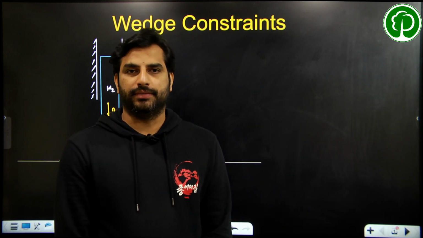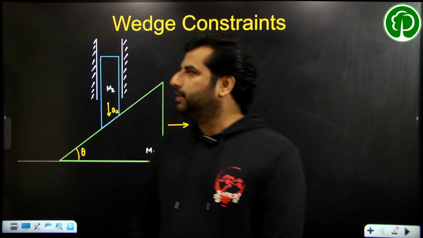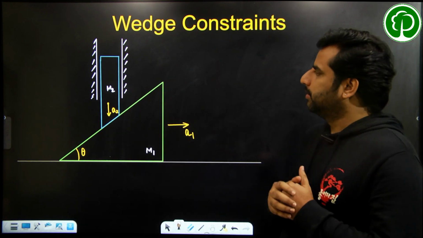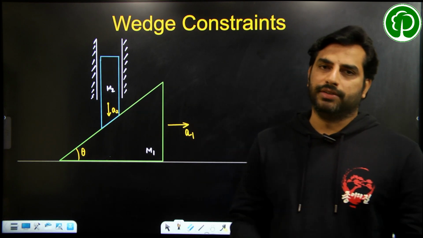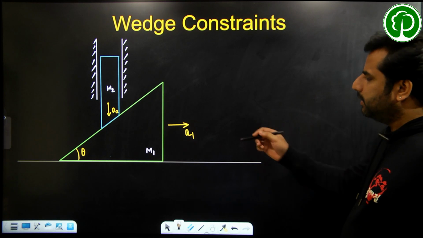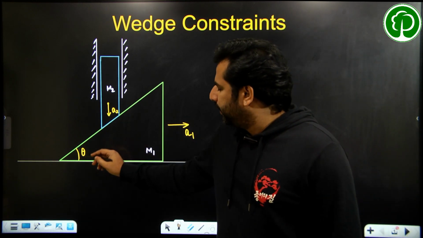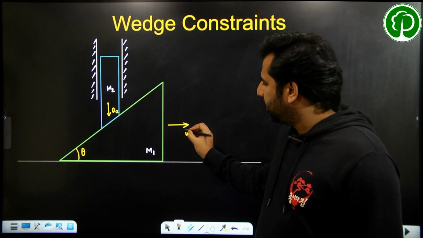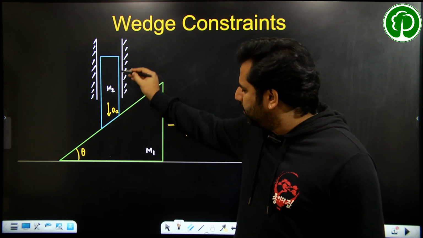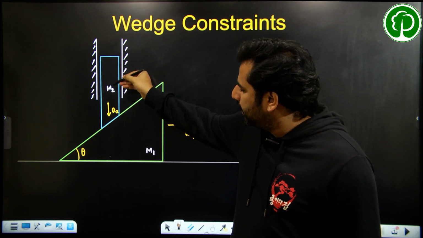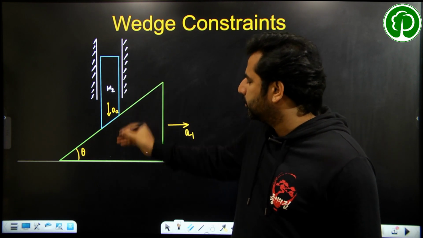This is Vikram Dachepally. In this video, I'll discuss a very good technique to deal with wedge constraints. Now consider this wedge whose angle of inclination is theta, and it has some acceleration a1 towards the right, and the other block m2, which is restricted to move only in the vertical direction. So it is accelerating down with an acceleration a2.